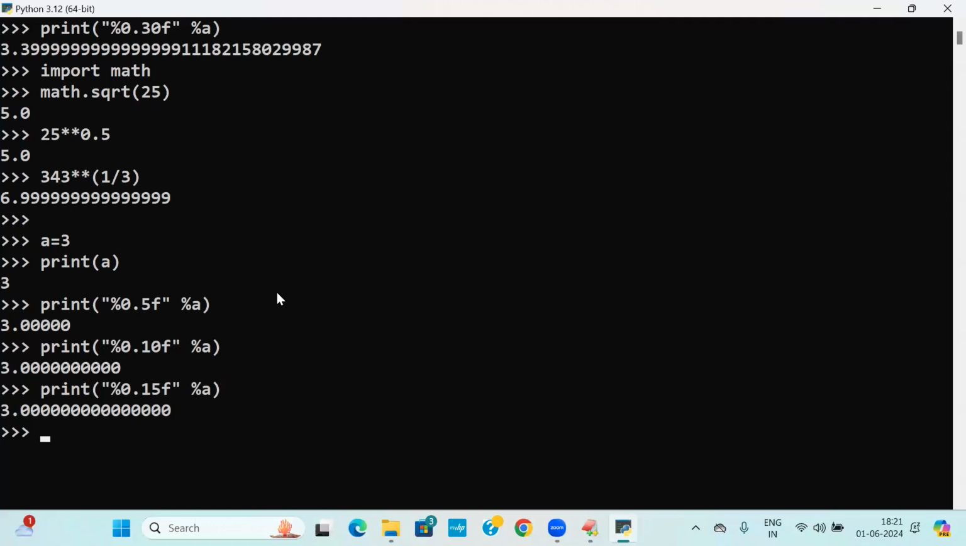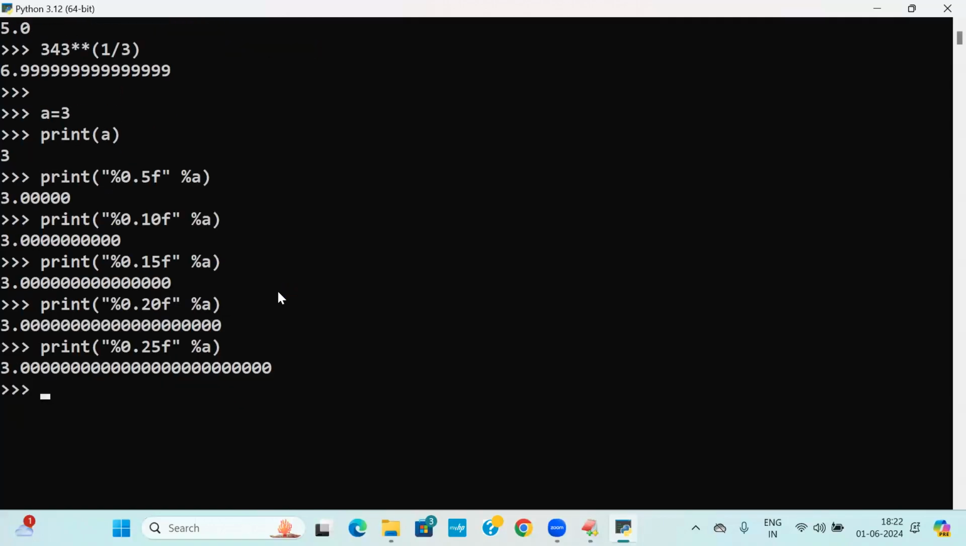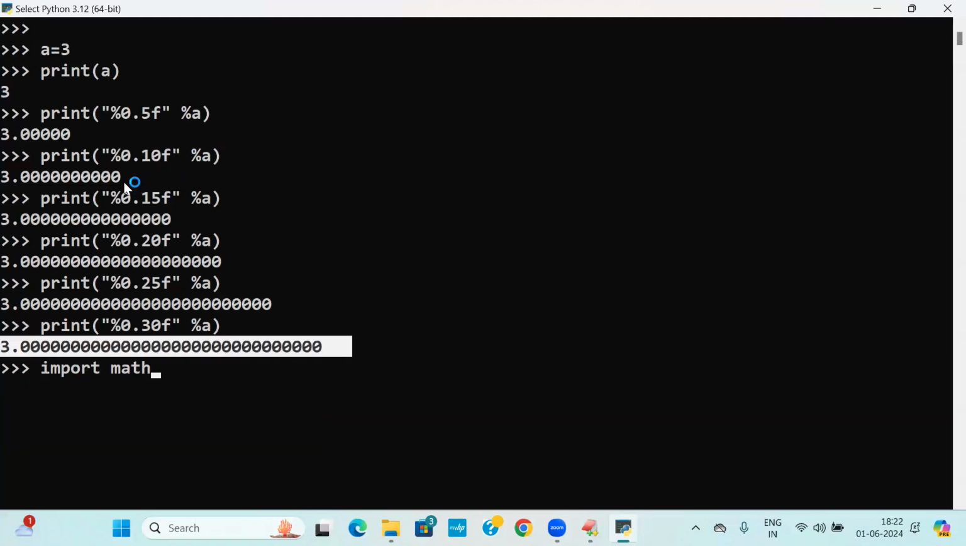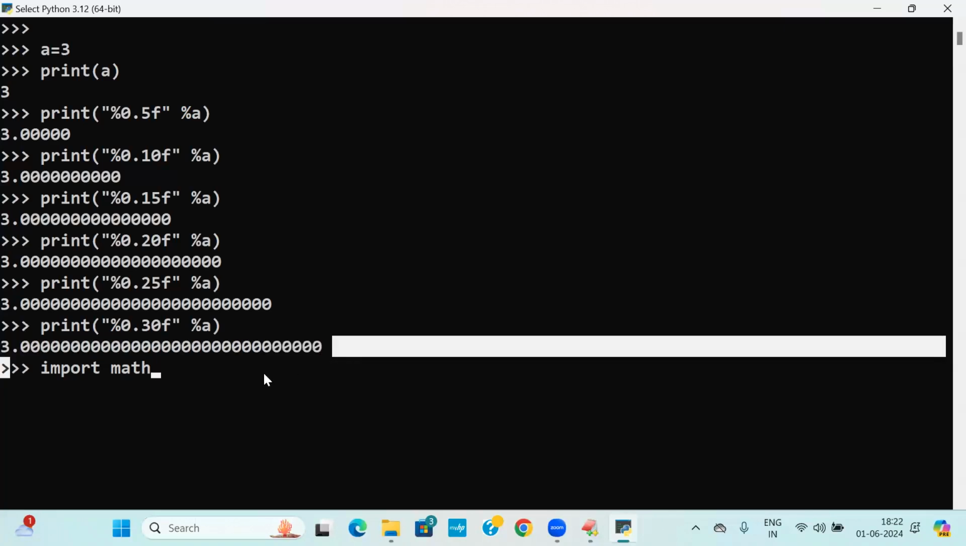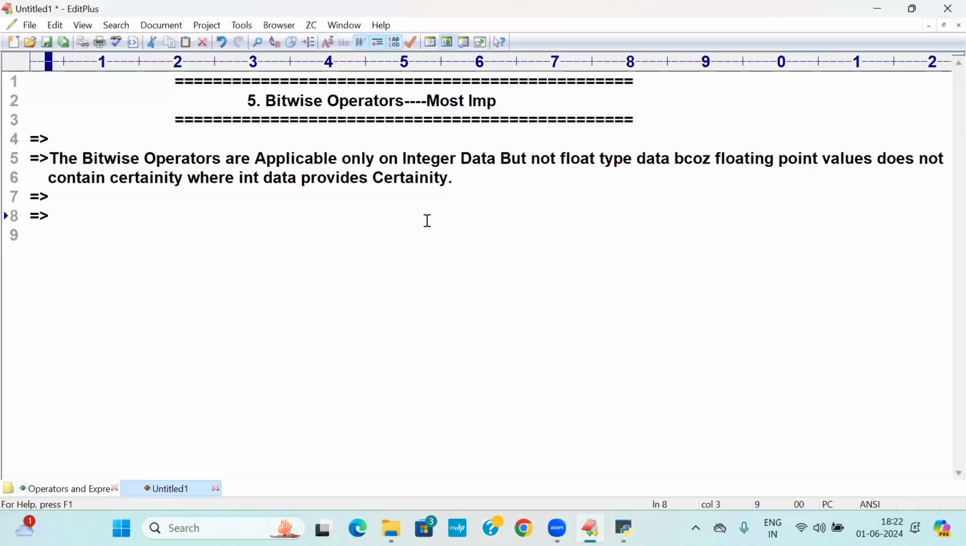10 digits also, 15 digits also, 20 digits also, 25 digits also, 30 digits also. Any number of digits are there. 3 remains 3 only now. So who is having certainty, students? Int data. Who does not have certainty? Floating point values do not contain certainty.